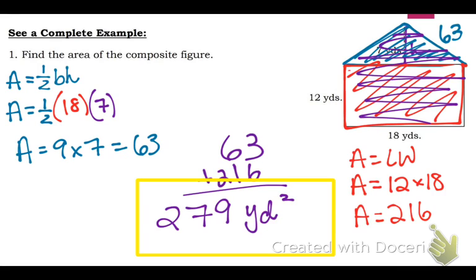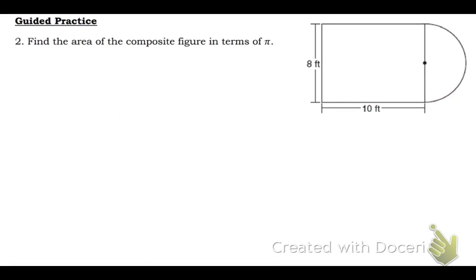Are we all good with this? Okay. So this is what I mean by, it says in terms of pi. We're not going to do that. We're still going to round to the hundredth. I see we're broken up into two shapes. What is the shape on the left? Rectangle. We should love rectangles because they take 2 seconds to find the area. What is the formula for a rectangle?